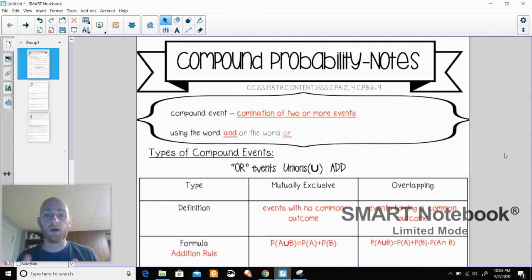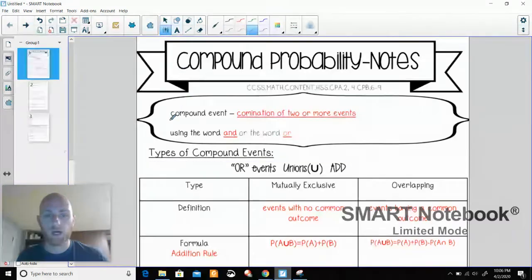Today we're going to be talking about compound probability. Compound meaning combination of two or more. That's what compound means. So when we talk about a compound event, we're talking about a combination of two or more events. Could be three, could be four, so on and so forth.